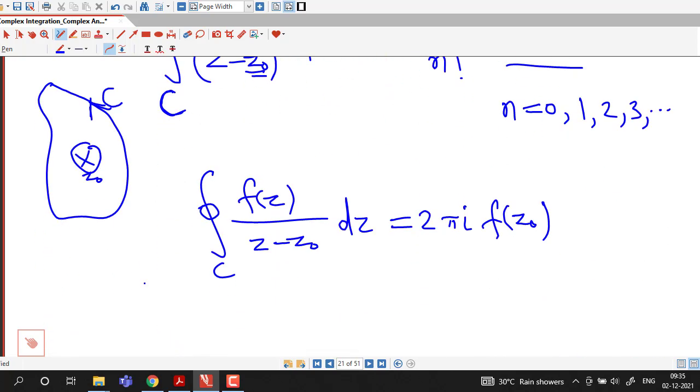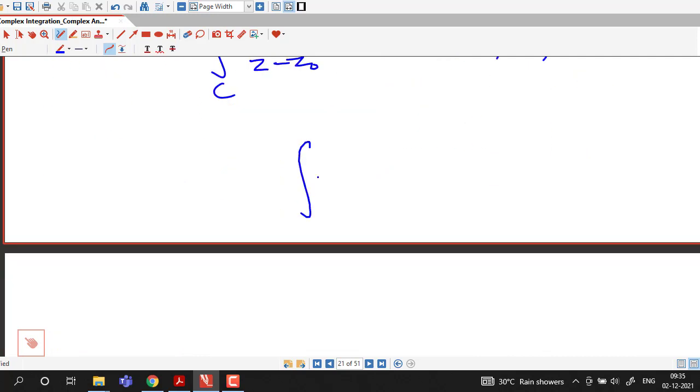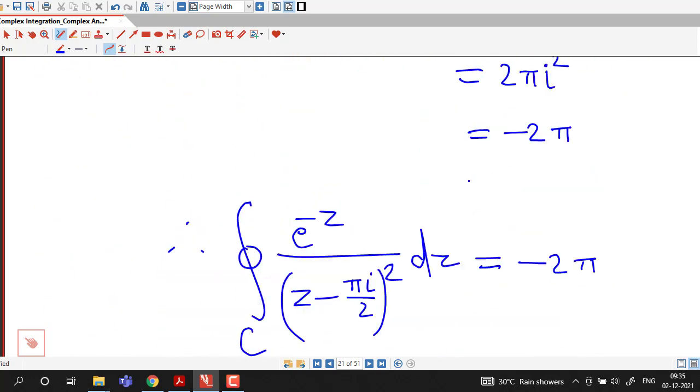And we have applied Cauchy-Goursat theorem. Cauchy-Goursat theorem says that if function f of z is analytic everywhere inside and on simple closed contour C, then the integral has value 0. So this is all about this lecture.